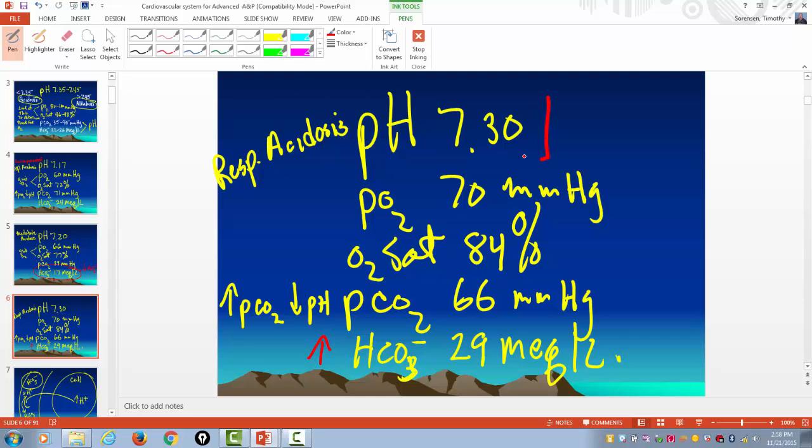But your pH is still acidic. So even though the kidneys are helping out with this respiratory acidosis, it hasn't helped out completely. It's helped out partially because the pH is still acidic. So this is what's referred to as a partially compensated metabolic or respiratory acidosis.